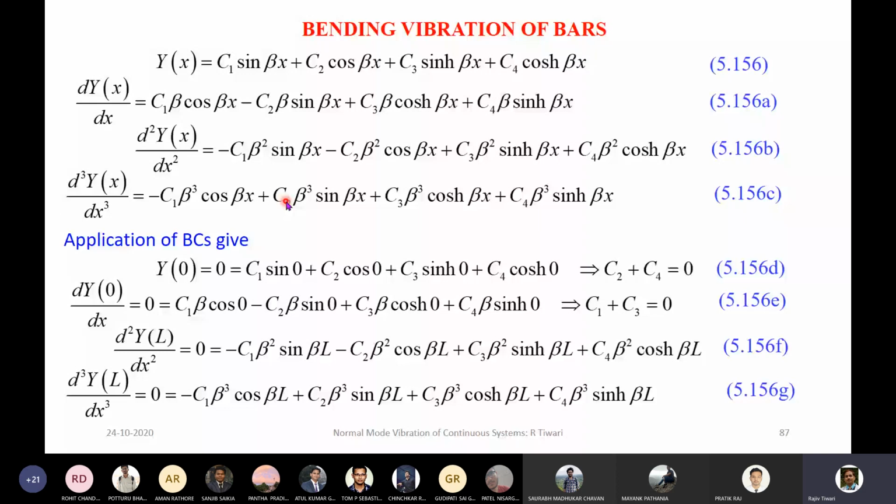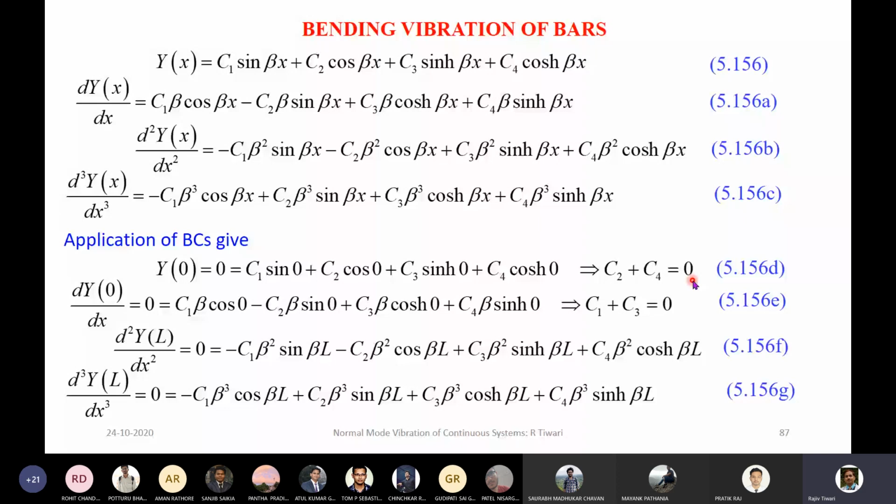So the first boundary condition is that the displacement is 0 at x equal to 0. This is the application of the first boundary condition. We put x equal to 0 and the displacement is 0. So we have put 0 in place of x. You can see the sine terms will cancel, they will be 0. The cos term will become 1, even cosh will become 1. So from the first equation we got C2 plus C4 is equal to 0. This is one relationship between the two constants.